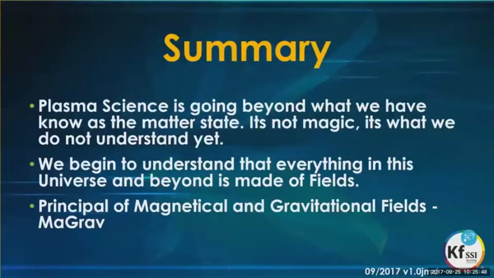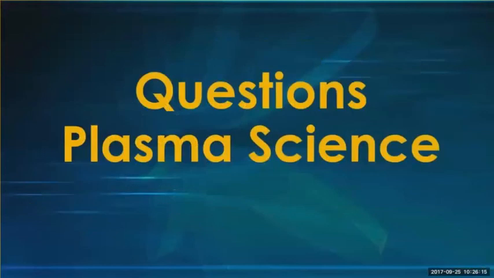And we begin to understand that everything in this universe and beyond is made of magnetic fields. So that is an important point to remember, that even your matter that you're looking at is all made of fields. And if you understand then the principle of where we're getting the magnetical and gravitational fields. So those were the two basic concepts we wanted to get across for this introduction to plasma science, that everything comes down to the fields, and it's how these fields interact with each other that we see today around us.